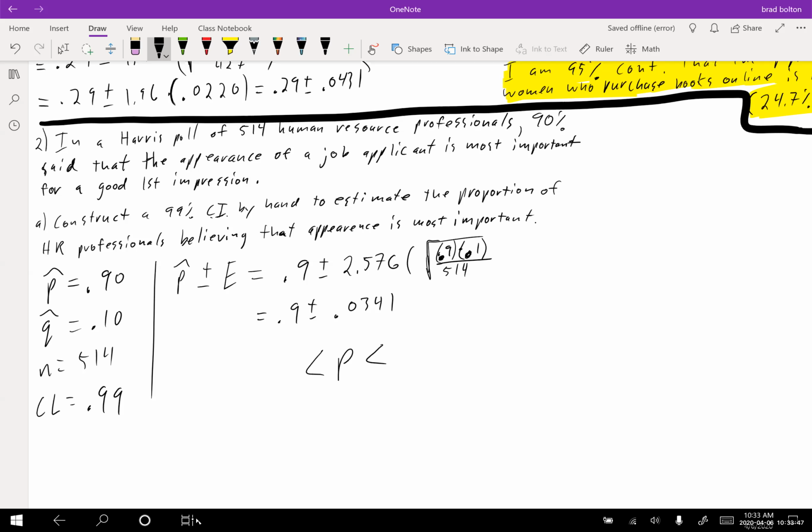And they're gonna say, oops, let's do less than or equal to. And again, this is how the book might write it sometimes, so I just want to prepare you guys for this. They're going to do 0.9 minus 0.0341, and they're going to do 0.9 plus 0.0341. So let's do that. 0.9 minus 0.0341, I get 0.8659 is less than or equal to P is less than or equal to, well, this will be 0.9341.